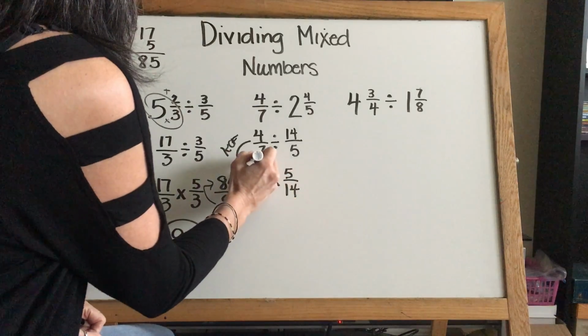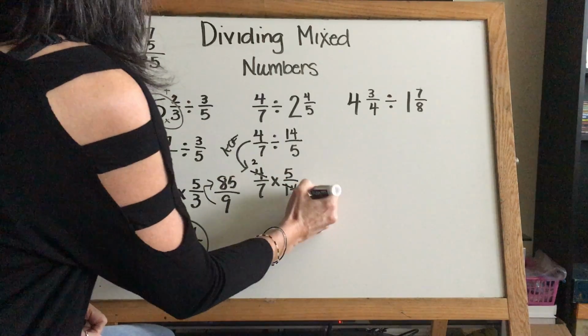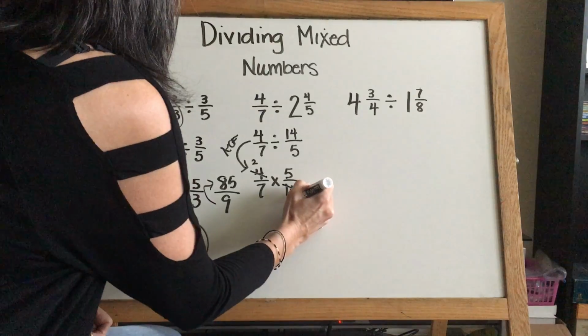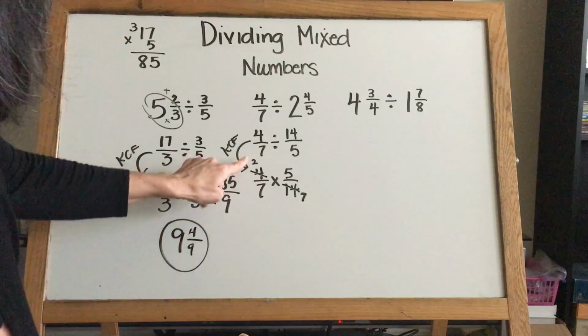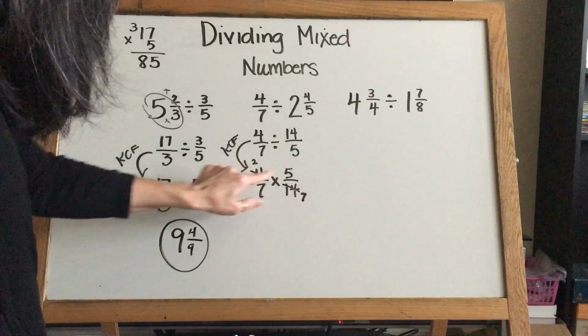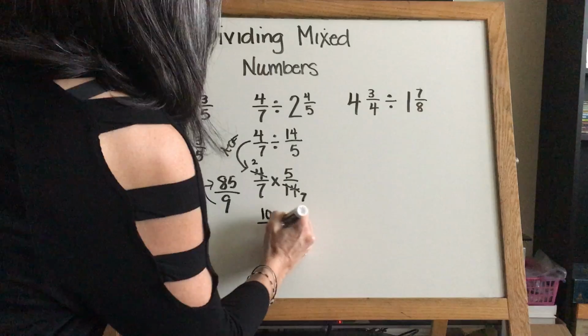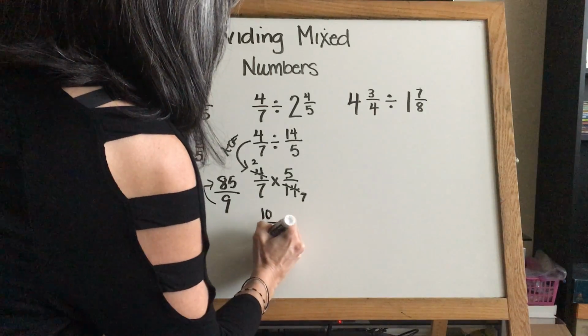So 4 divided by 2 is 2. 14 divided by 2 is 7. Remember, we're doing this just to make our numbers a little bit smaller, a little bit more manageable. So we're now multiplying straight across. So we have 2 times 5 is 10. We have 7 times 7 is 49.